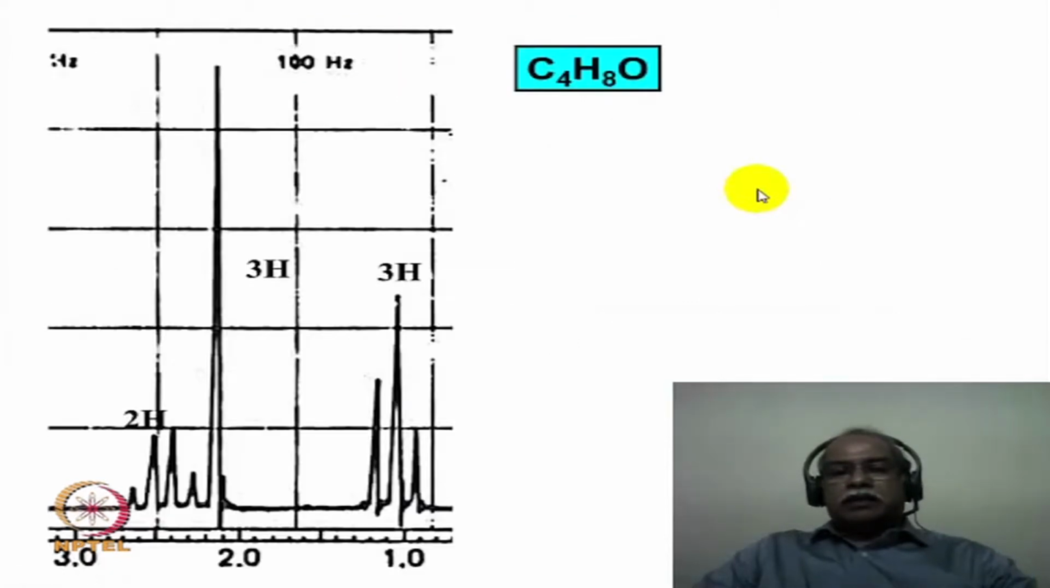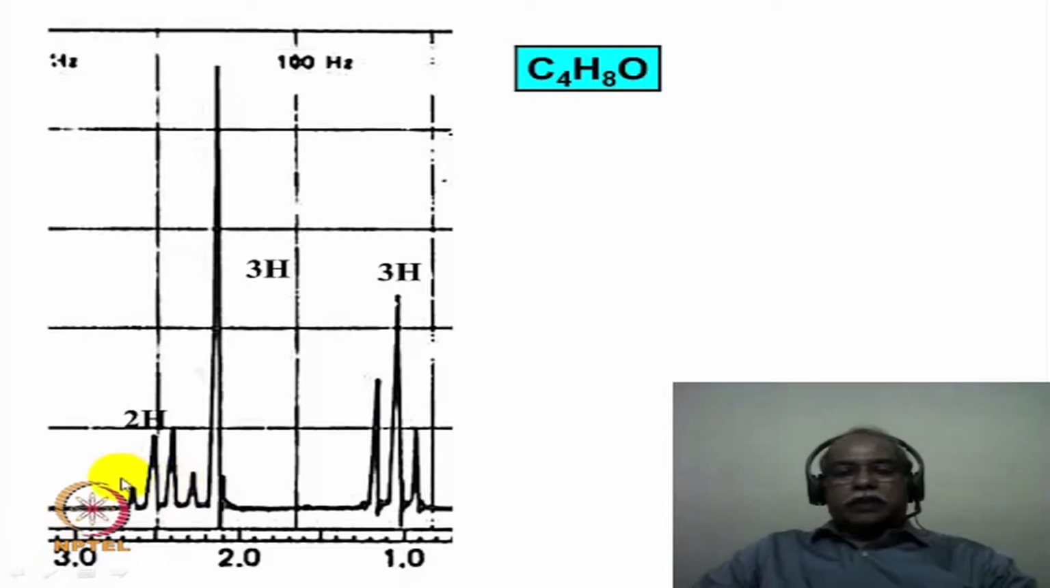Let us try to solve a simple problem here. This is a compound with a molecular formula C4H8O. If you look at the molecular formula, it gives you information regarding the unsaturation that is present in this compound. For a saturated molecular formula, this should have contained 10 hydrogens, but there are only 8 hydrogens in the molecular formula, so the degree of unsaturation corresponds to 1. This is important information we will make use of in the logical deduction of the structure of this particular compound.